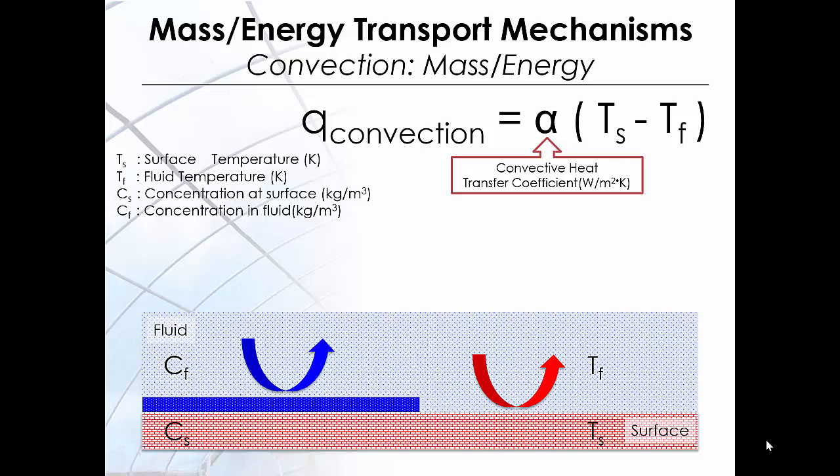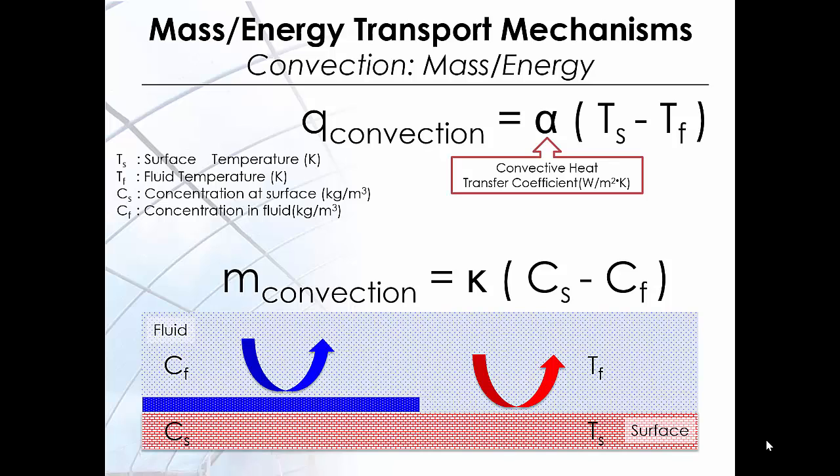For mass transfer, the mass flux density, which is represented by m convection in our example here, equals K times the concentration gradient between the surface and the fluid. And in this equation, K indicates the convective mass transfer coefficient. In greenhouse applications, the symbol E is used instead of m convection to describe evapotranspiration.